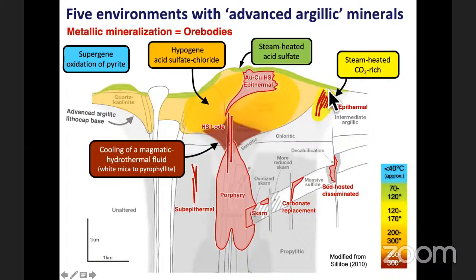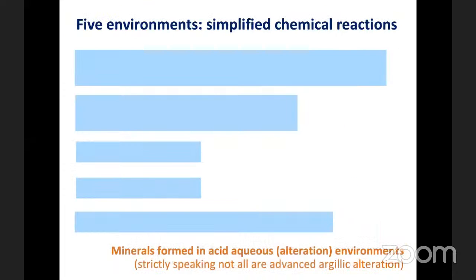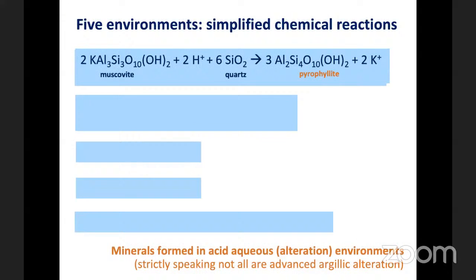Steam-heated CO2 rich, typically below the water table, typically on the margins of the upwelling geothermal system. And then we can have supergene oxidation of sulfides. We can have it here, or we can have it in any system that has fine-grained sulfides, or sulfides in general, like volcanogenic massive sulfides and other types of environments that you will see. And I'm going to simplify those 5 environments with chemical formulas, because each one is associated, schematically and making a generalization, with a chemical reaction or a chemical component.